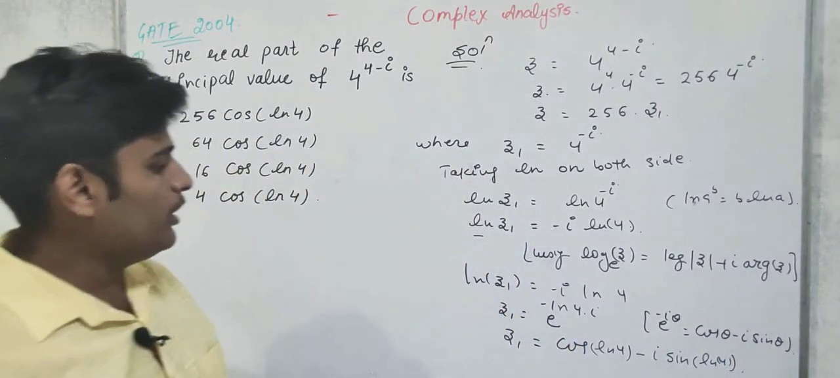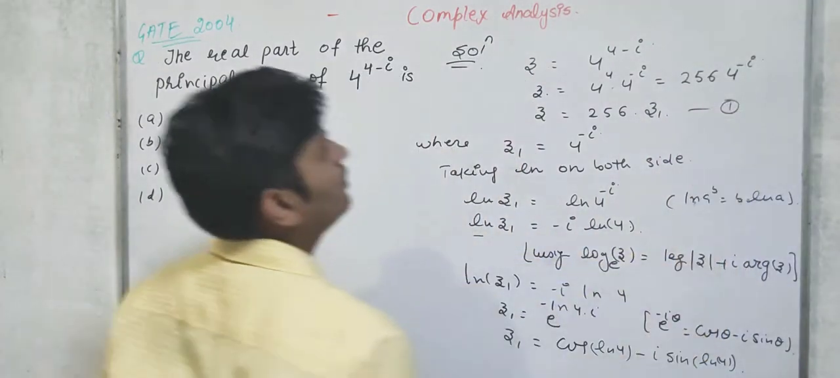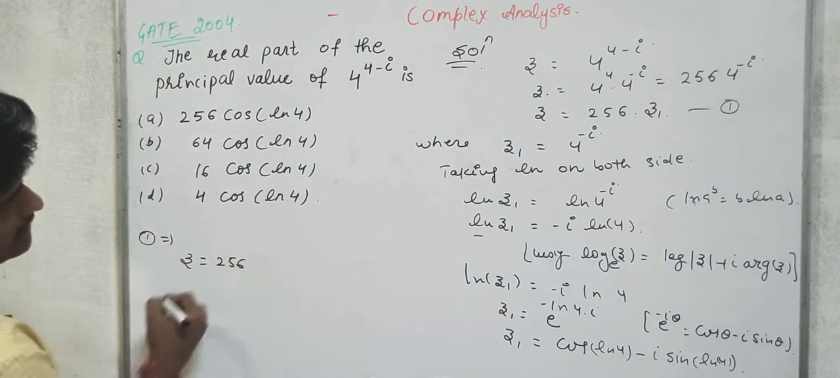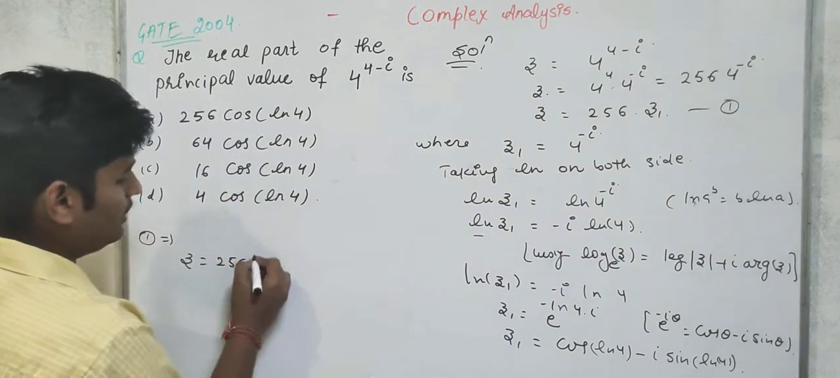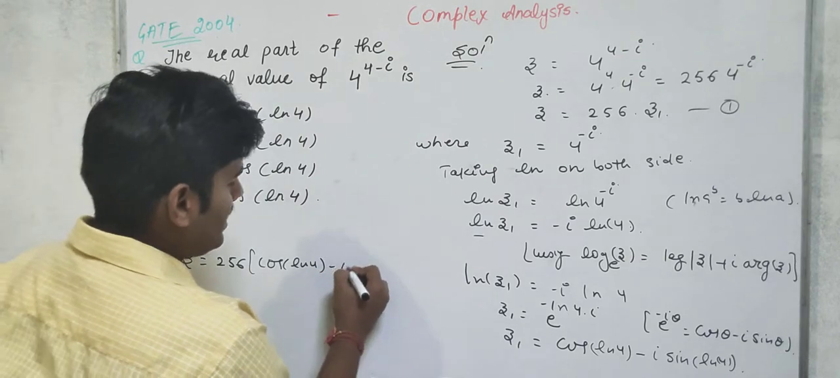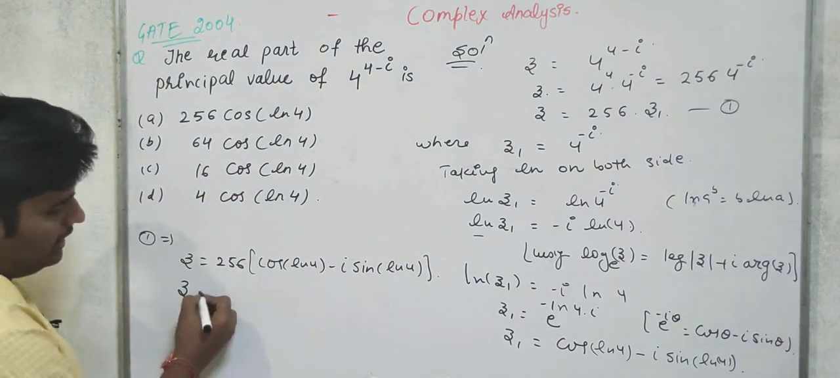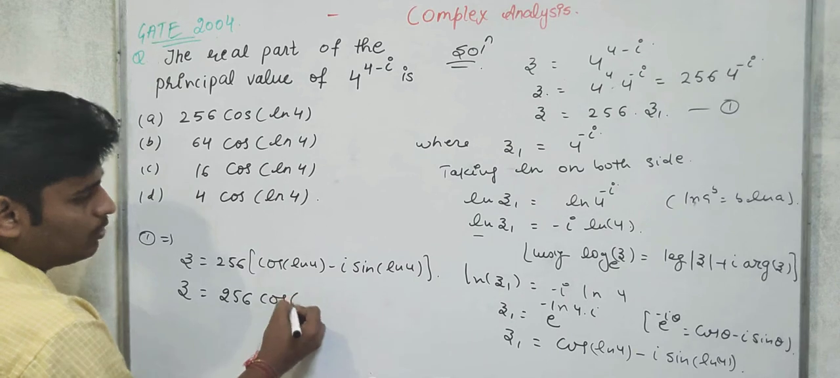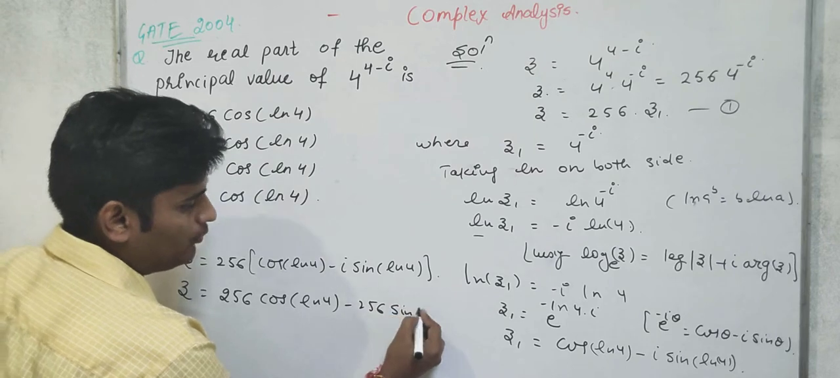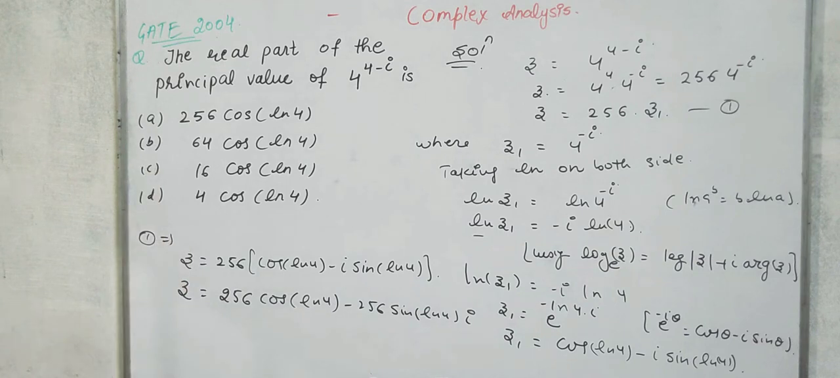Okay, now putting the value of z1 here, we find that z is equal to, या फिर इसको हम क्या मान लेते हैं? इक्वेशन 1. Now equation 1 gives z is equal to 256 into z1. What is the value of z1? It is cos of log of 4 minus iota sine of log of 4. Multiplying by 256, z is equal to 256 cos of natural log of 4 minus 256 sine of natural log of 4 iota.